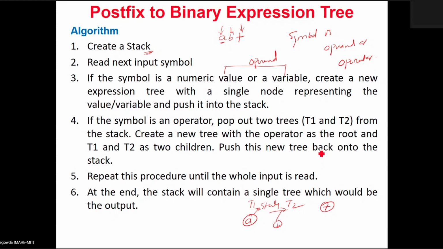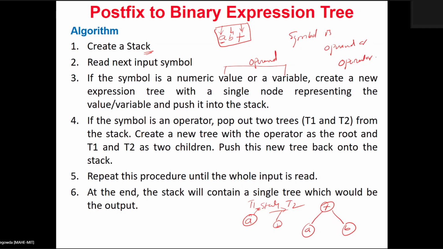After that, the nodes which I popped out from the stack become the left child and right child of this operator, so that A is the left child of plus, and B is the right child of plus. Repeat this procedure until the whole input is read. I have taken only a simple example here. If the expression is too big, I have to repeat this operation till I read the last symbol. At the end of this, the stack will contain a single tree, which is the output of the algorithm.